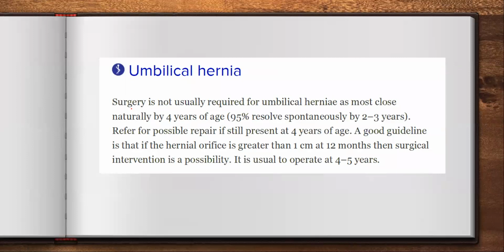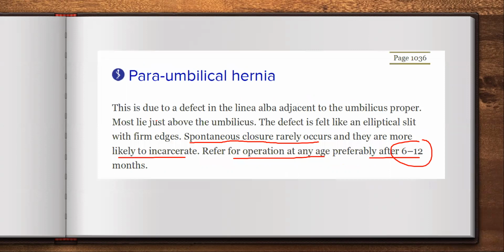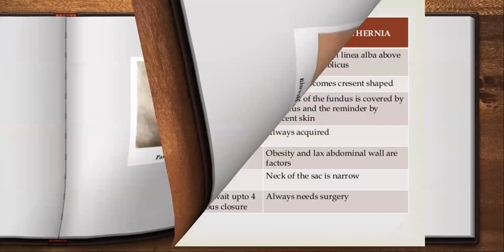Umbilical hernia, surgery is not usually required, as most of them close naturally by 4 years of age. But if it still persists beyond 4 years, then you will refer for surgery. But if umbilical hernia is greater than 1 centimeter at 12 months, then surgical intervention is a possibility. Okay, so after 4 years, if umbilical hernia doesn't close, you should refer. So that's your umbilical and paraumbilical hernia.